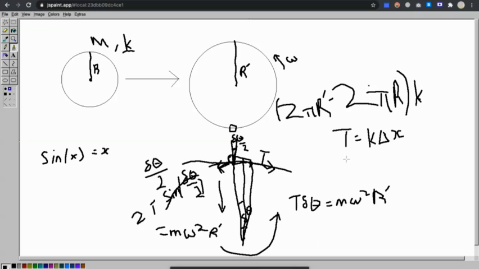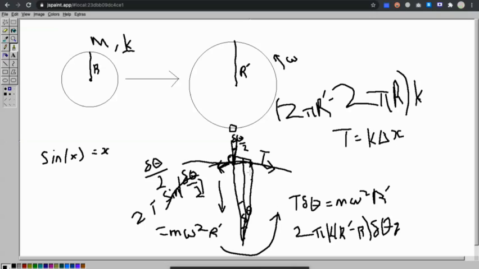So we can factor out the 2 pi, so then we get 2 pi k times r prime minus r times delta theta. So this is our fully simplified left side. Okay, how about the right side?